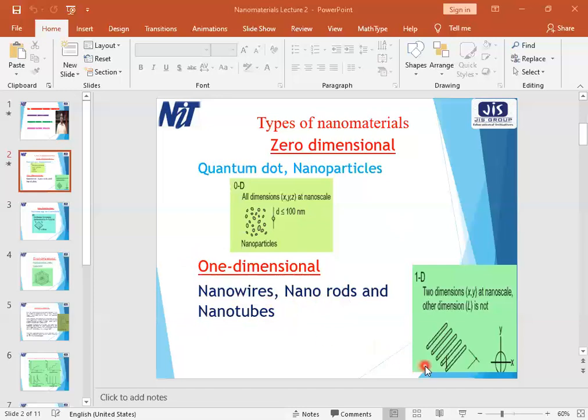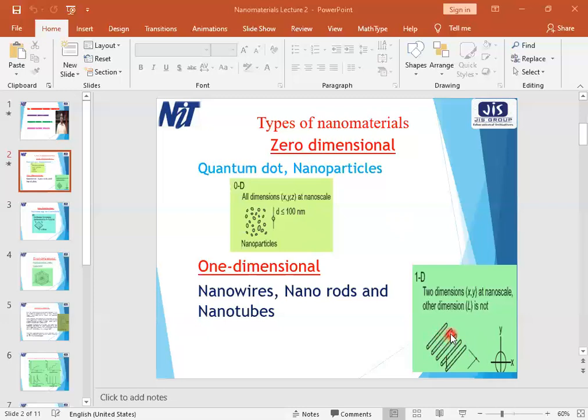Why are these called so? You see, two dimensions, suppose this X dimension and Y dimension, these two are in the nano range, so the size will be very, very small in this X and Y direction, only in the Z direction, that means out of the screen of the computer, it will have length. So it will be like a rod, or like a wire, or like a tube. That is why, because of its shape, it is called a nanorod or nanowire or nanotube.